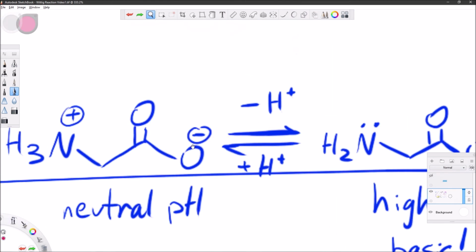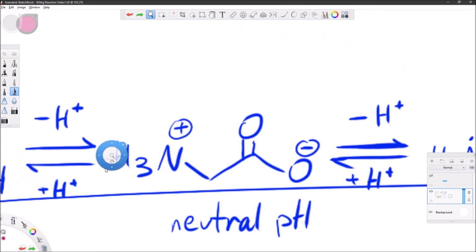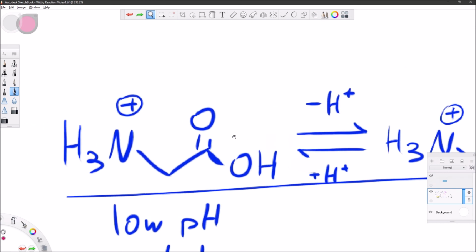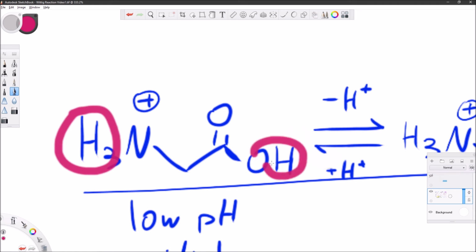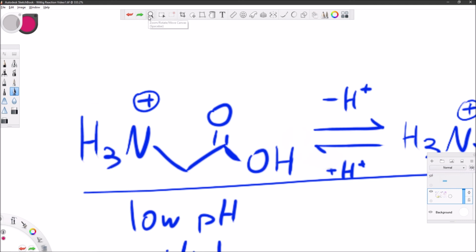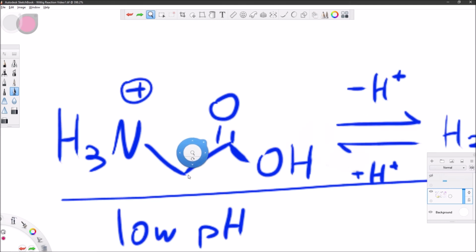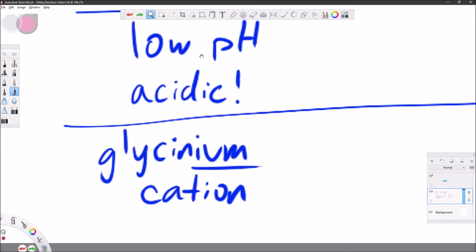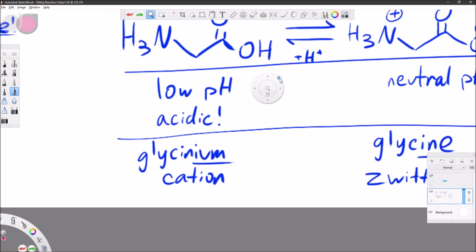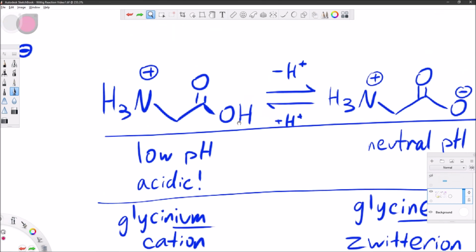Let's go the other way. If we were to protonate this and have an H and this becomes neutral, then we would have a very, very protonated thing. It could lose an H here or here. It is very acidic. Acids are proton donors. So it is low pH, acidic, and this glycinium cation is very, very acidic.